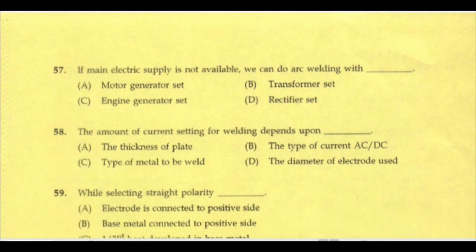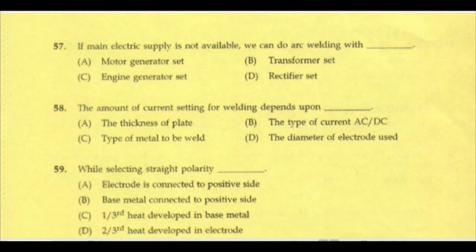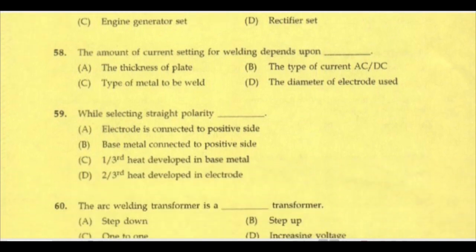If main electric supply is not available, we can do arc welding with the engine generator set. The amount of current setting for welding depends upon the diameter of the electrode used. More current is required for more diameter electrodes. Amount of current setting for welding depends upon the diameter of electrode, not the thickness of the plate.